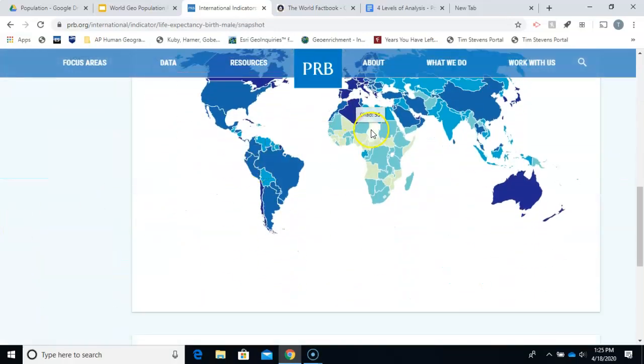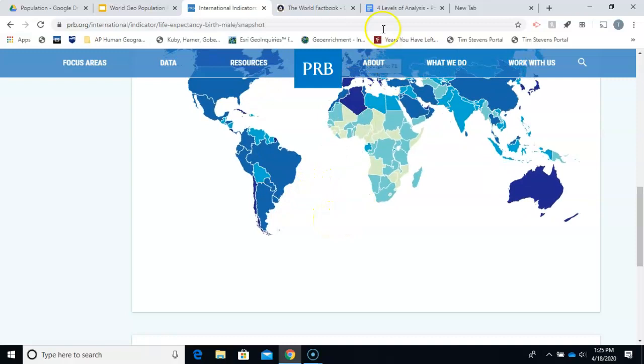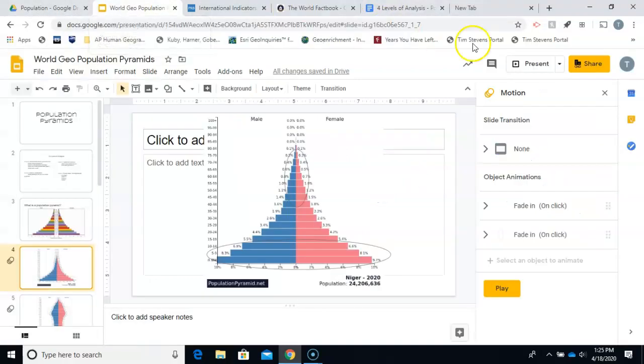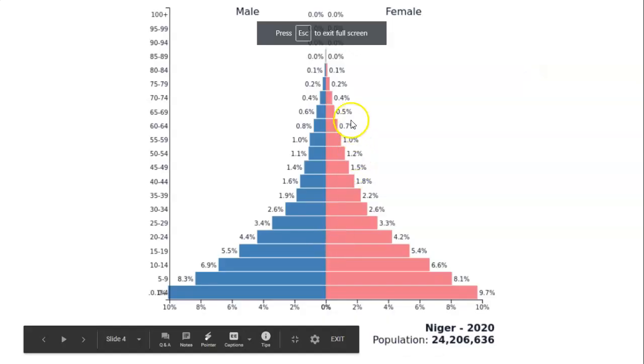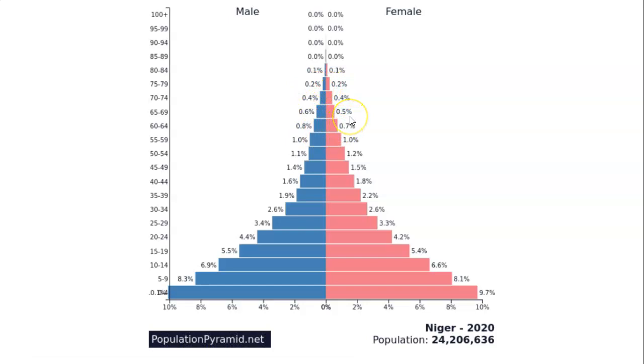Life expectancy at birth for males is a little bit lower, right? That's still really low compared to the rest of the world. And so you have a very low life expectancy, and you don't have very many people living to these older age groups, right? They are such a significantly less part of the population, right?